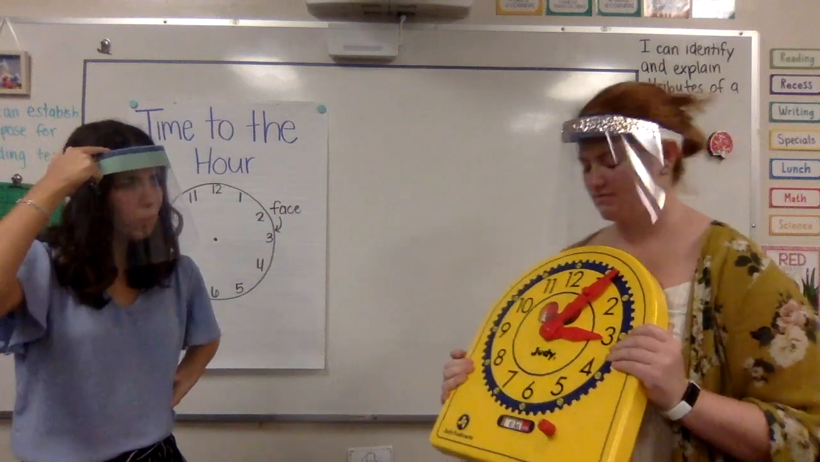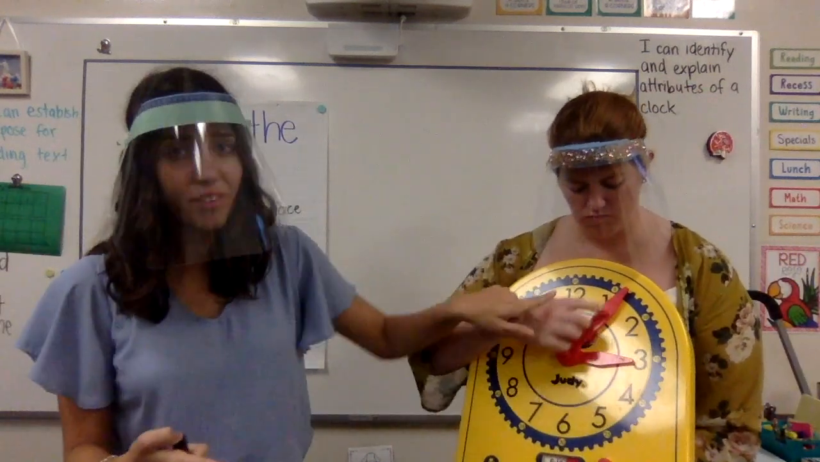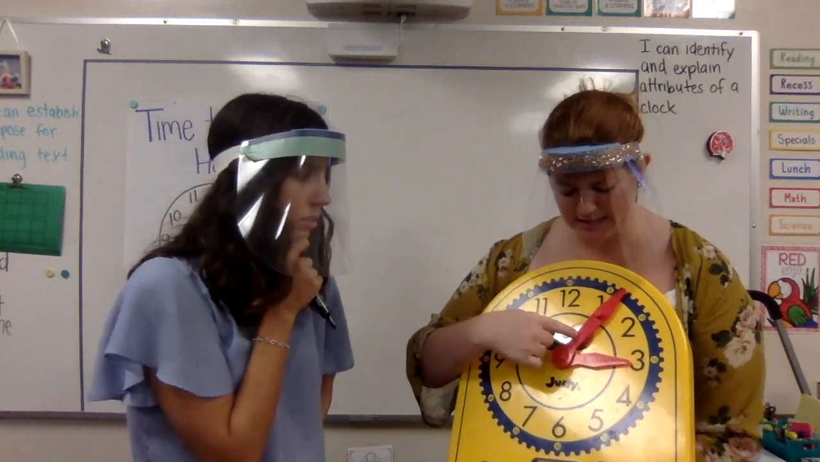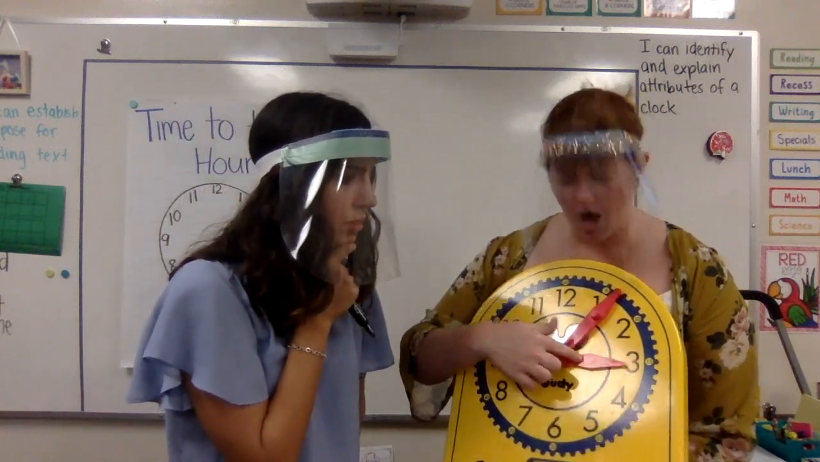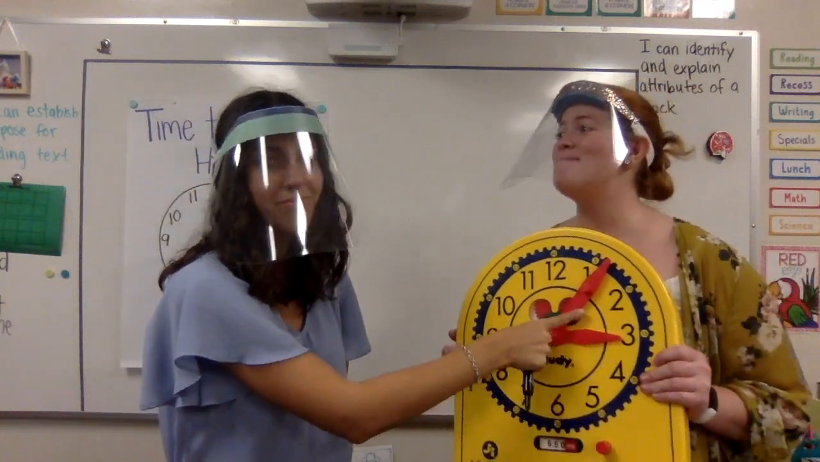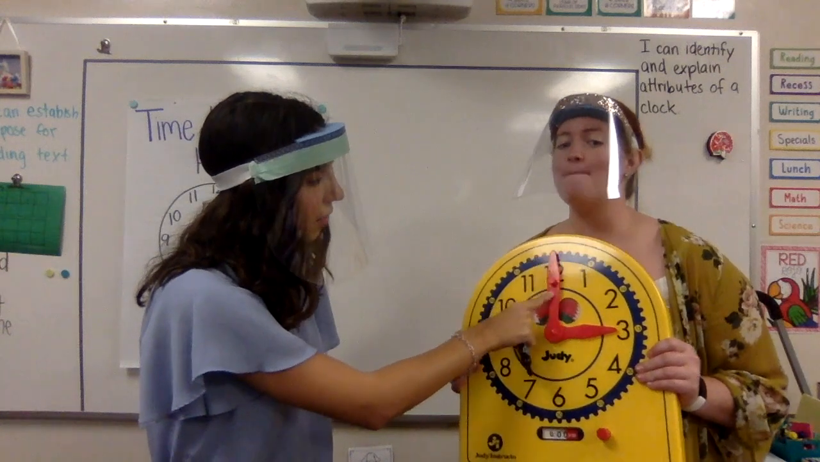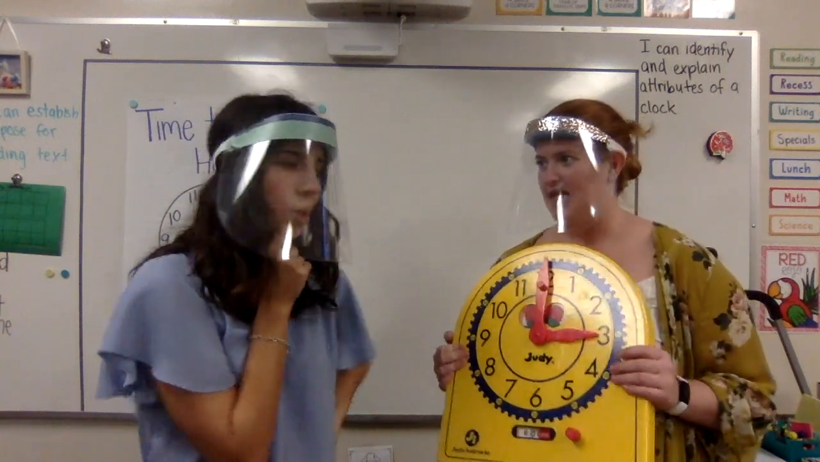So why are there two hands? They look pretty different to me. This one's really long and this one's really short. And wait, I remember Annie and Moby were talking about how it tells the hours and the minutes. Oh. So I have a minute hand and an hour hand.